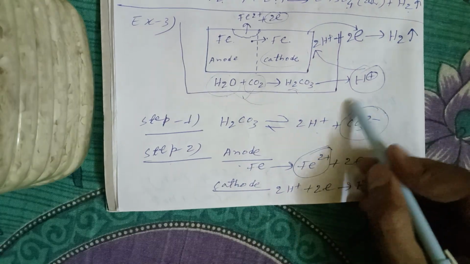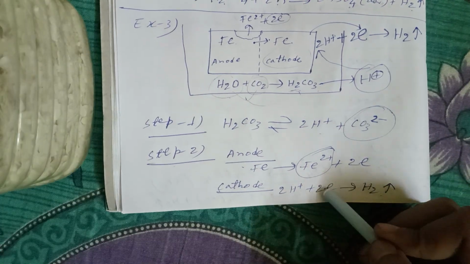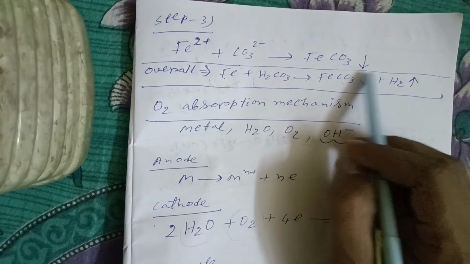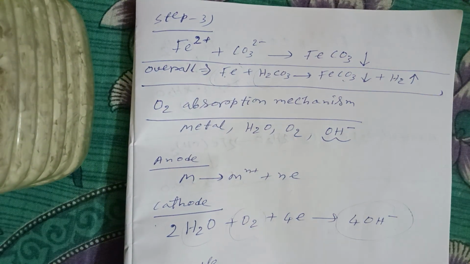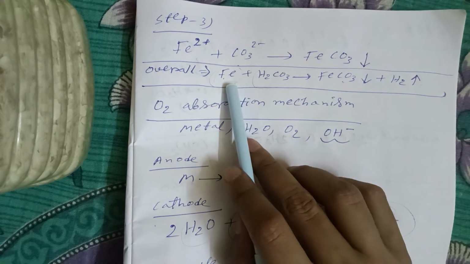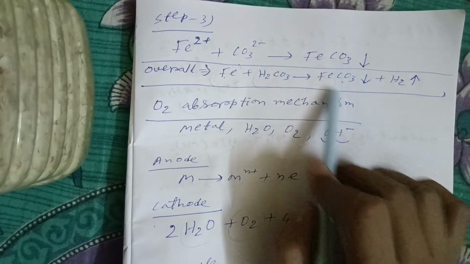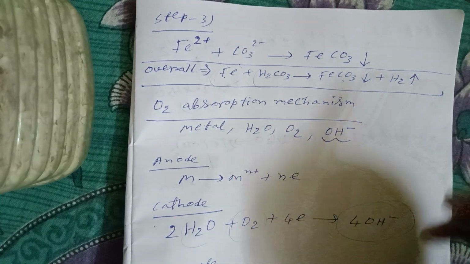And also the free carbonate and the free ferrous combine to give ferrous carbonate. Now this ferrous carbonate is in precipitated form. So overall the iron will react with carbonic acid to give the ferrous carbonate precipitate, and hydrogen will be evolved.